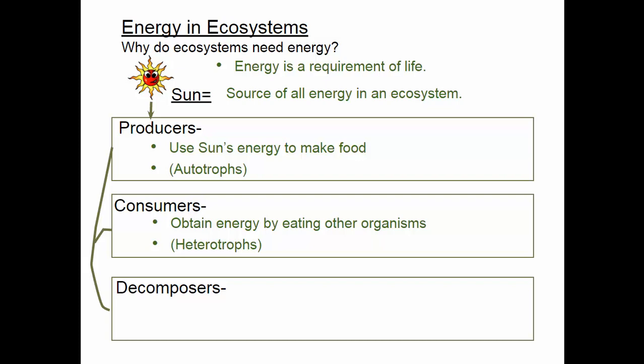We also have a class of organisms called decomposers. Decomposers are organisms that break down dead organisms and waste material and basically recycle the nutrients, the molecules and compounds in those dead organisms and waste, and return it back into the ecosystem. Most of the time we consider decomposers to be fungi and bacteria.